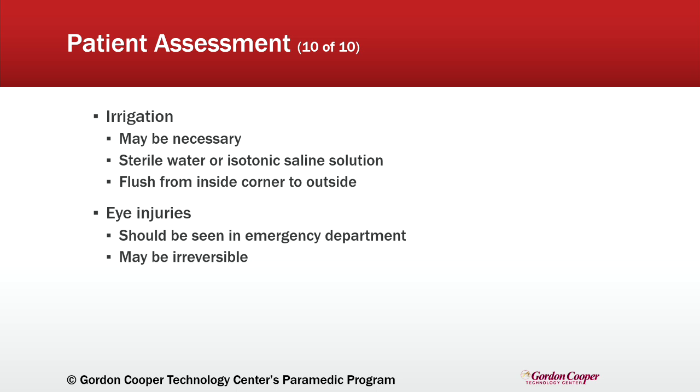Eye injury should always be seen in the emergency department, so any injury to the eye, chemical, thermal, anything like that, should be seen in the emergency department, no matter how minor it might be, because they may still require some sort of specialized care. Eye injuries can easily become irreversible and permanent, so if not treated properly, they can lead to permanent damage or loss of vision in the affected eye.